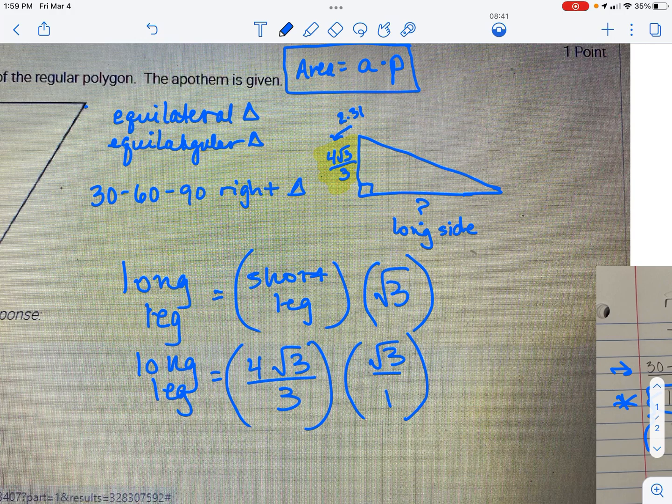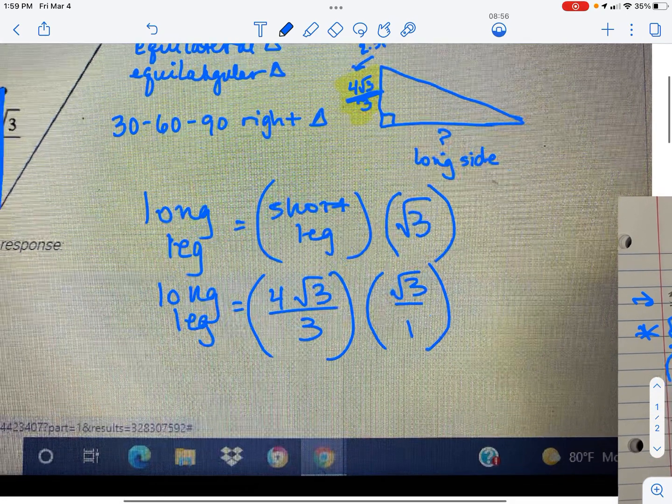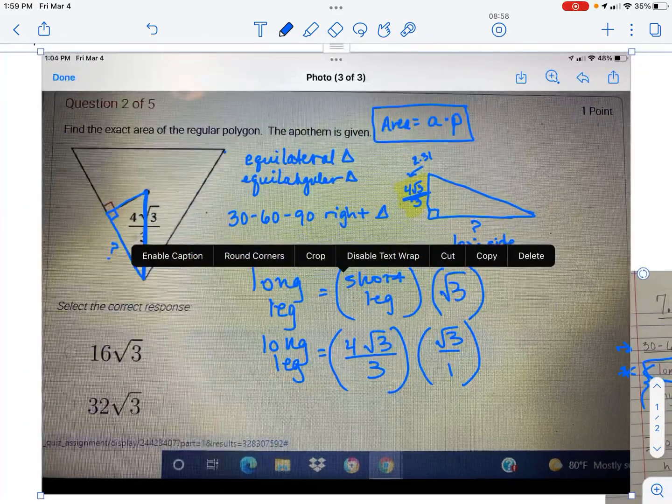Okay, so just keep that in mind, because when you see the measurement of the long side, you might think that doesn't make sense. But it does make sense, because this small side is actually being divided into thirds, because that denominator is a 3. All right, so let's go ahead and figure out the long leg's measurement here.